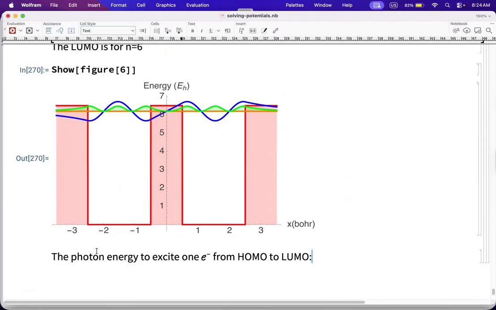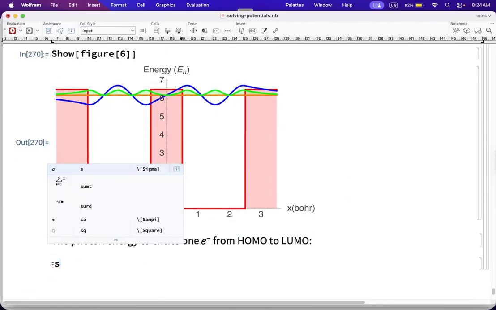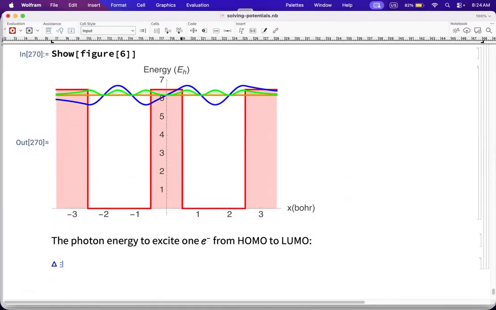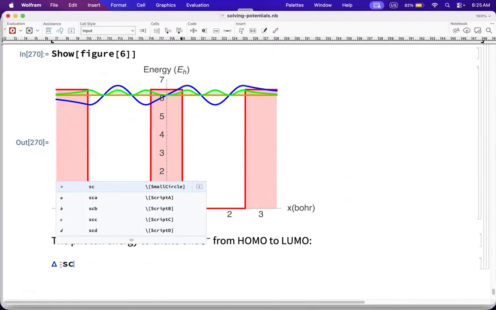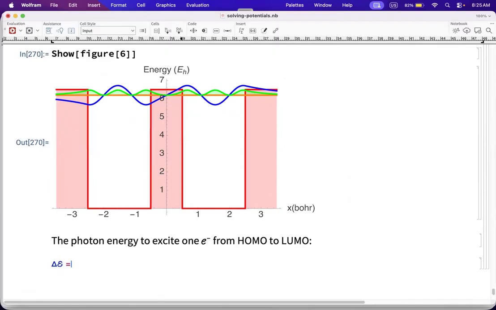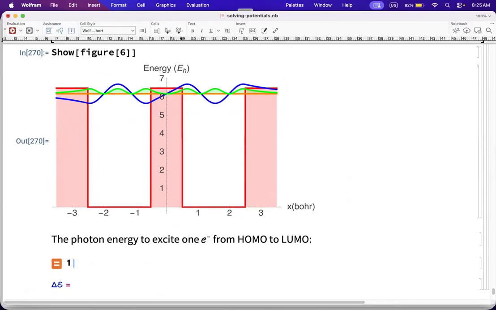So first of all, we have to compute what is the energy, right? So it would be this delta energy, I'm going to put it like this, is equal to, right? But since we need to compute in hertz, let's remember what this is. So we can ask this one, Hartree to joule.